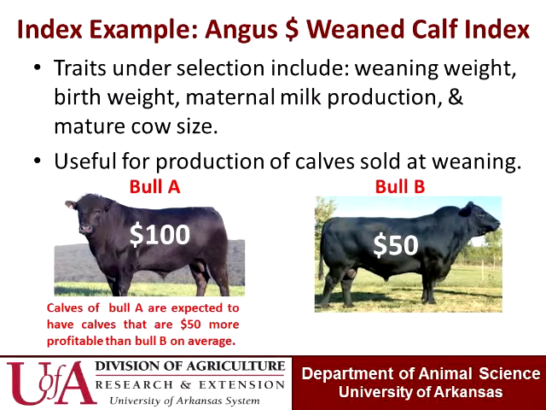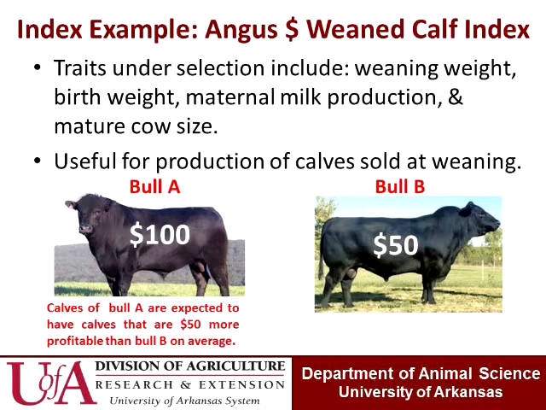So I wanted to give you an example of what that means. I took again this Angus wean calf dollar index. All of the traits that are included in that include weaning weight, birth weight, maternal milk production, and then mature cow size to include the cow's impact on that performance and the value of the calf and its actual energy intake and expense in terms of feed. So it's useful for production of calves sold at weaning.